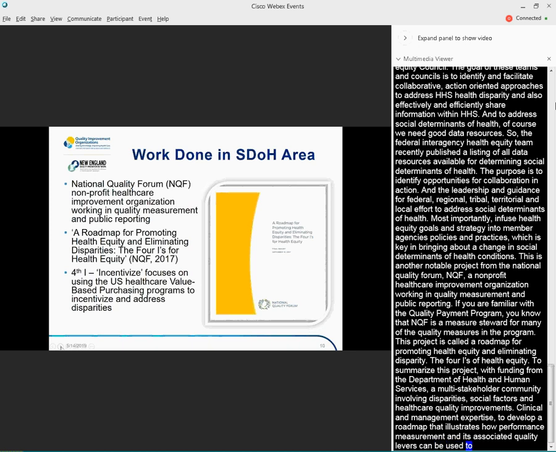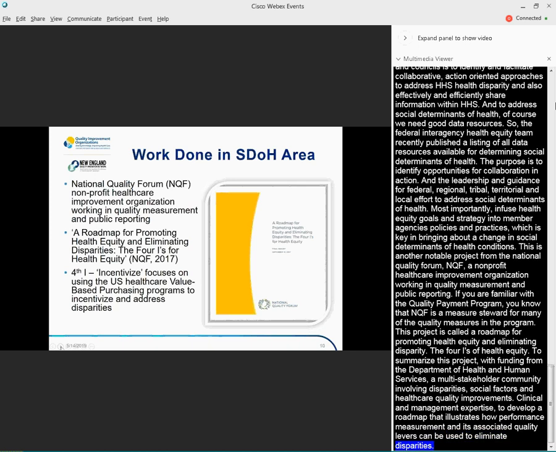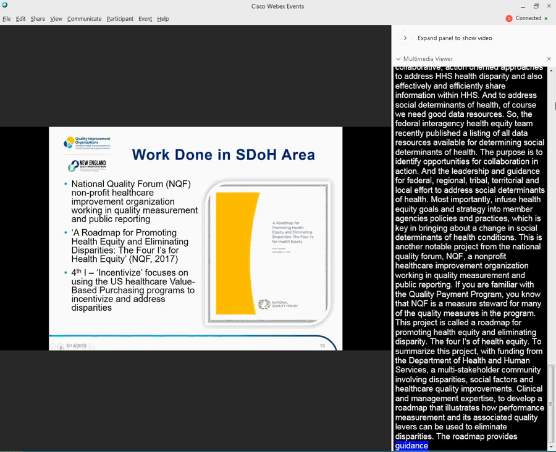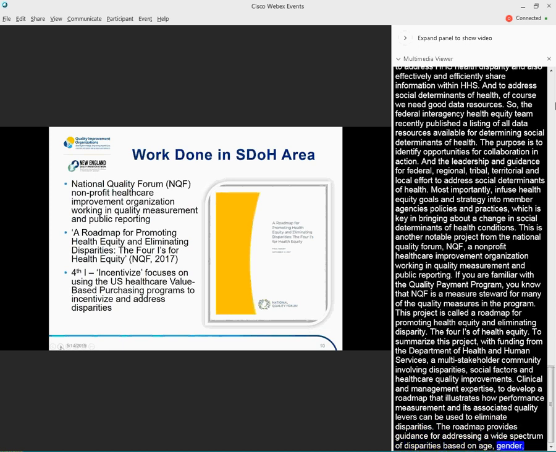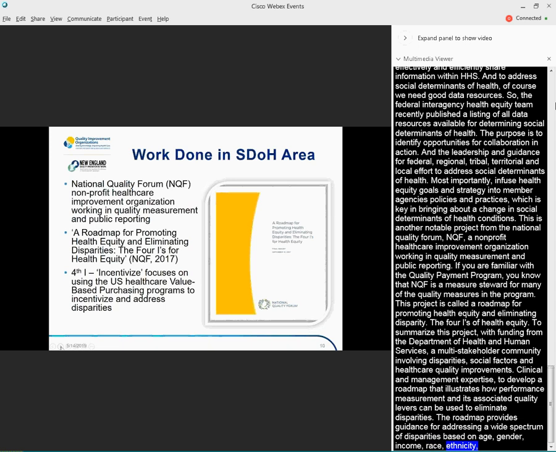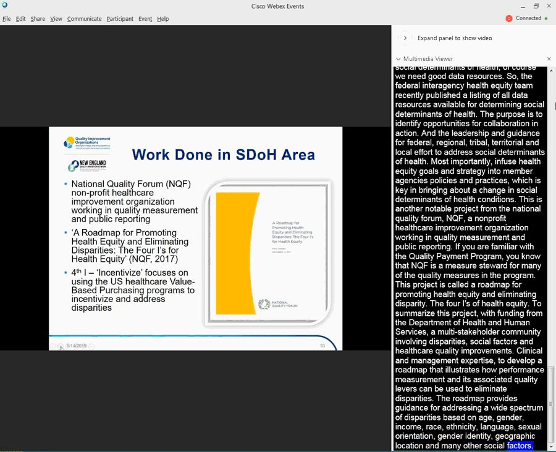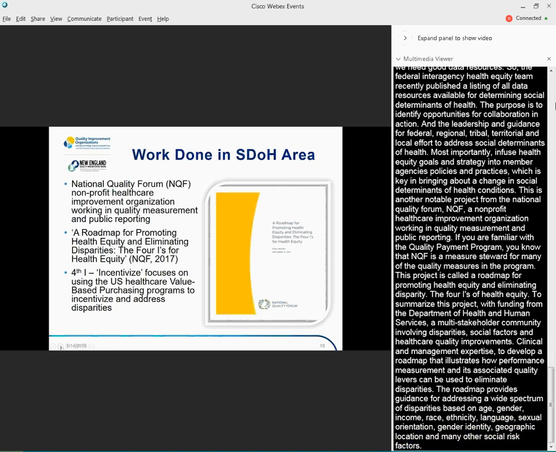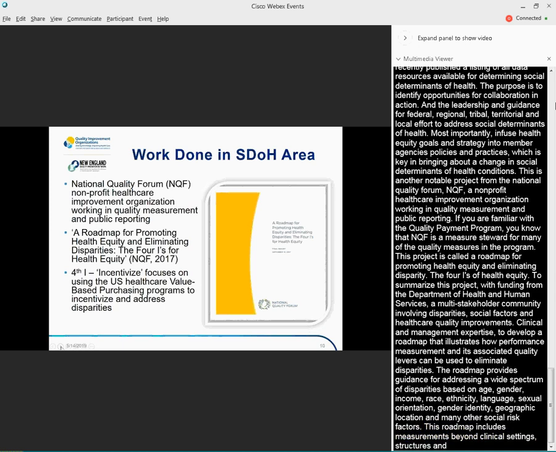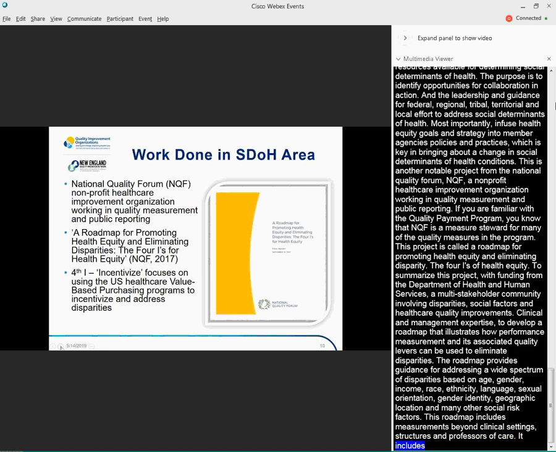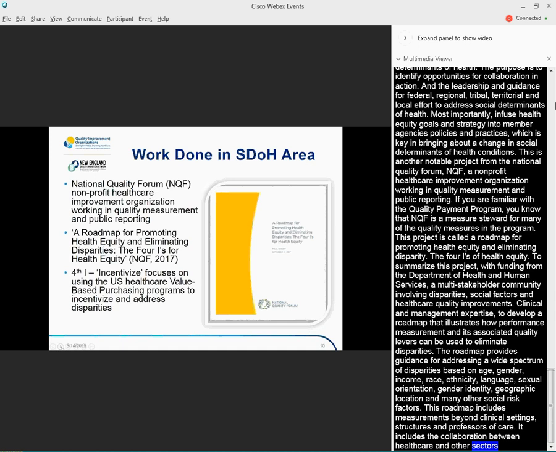The roadmap provides guidance for addressing a wide spectrum of disparities based on age, gender, income, race, ethnicity, nativity, language, sexual orientation, gender identity, disability, geographic location, and many other social risk factors. This roadmap includes measurement beyond clinical settings, structures, and processes of care. For example, it includes the assessment of collaboration between healthcare and other sectors to reduce the impact of social risk factors. Examples: schools, social services, transportation, housing, etc.